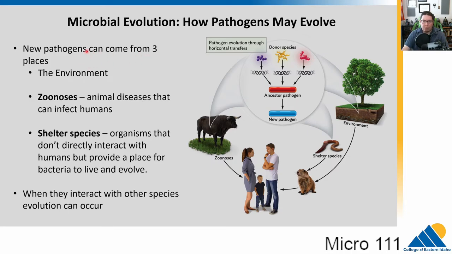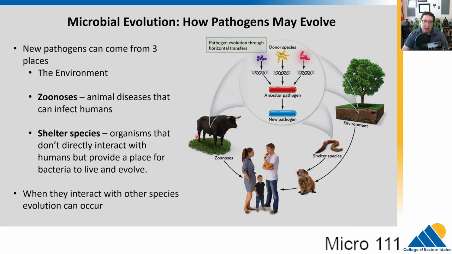So pathogens can come from new places. Pathogens tend to start as microbes that are non-pathogenic, and they will acquire traits that make them pathogenic. That could be through things like horizontal gene transfer, which we talked about, right? Transformation, taking up genes from the environment, things like this. So we have some sort of ancestral cell that gains new traits and can become a new pathogen. And that happens when microbes interact. And there's several places microbes interact. Obviously, the environment is a big one, right? Just out there in the soil, in the water, in the air, microbes are coming in contact with one another.